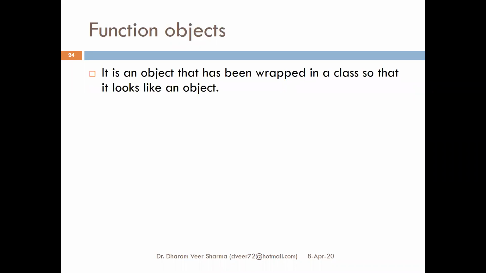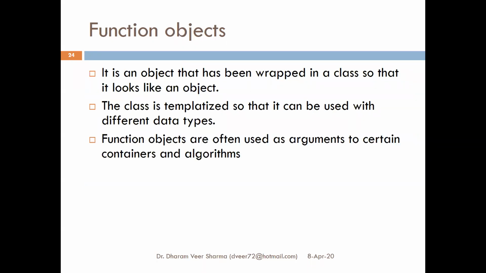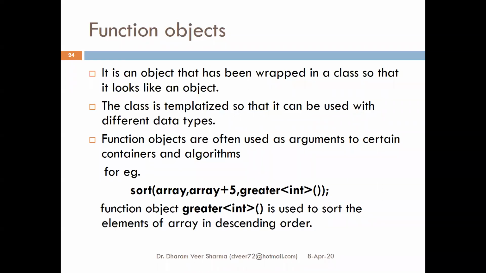Then we have function objects. It is an object that has been wrapped in a class so that it looks like an object. The class is templatized so that it can be used with different data types. Function objects are often used as arguments to certain containers and algorithms. For example, in this case, if you look at this, we had discussed this thing in class also.